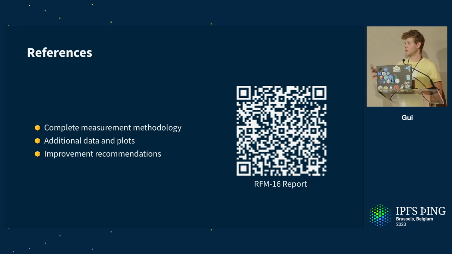There's a full report on the GitHub repository network measurement that you can get to by scanning the QR code. It contains additional data, more plots, and also some improvement recommendations. And yep, that was it for me. I'm happy to take any questions you may have.